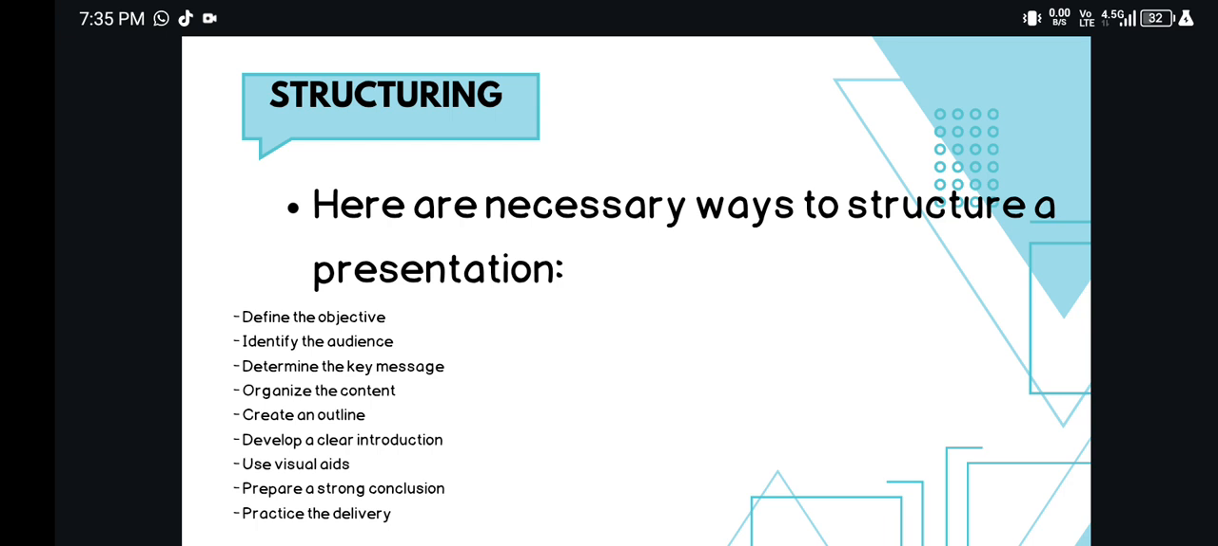Determine the key message. What is the main message you are trying to pass? For example, in the digestive system, you're looking at eating disorders. What is the main message? Maybe you want people to be aware about certain eating disorders. That is the main message, and make sure you try to convey it.